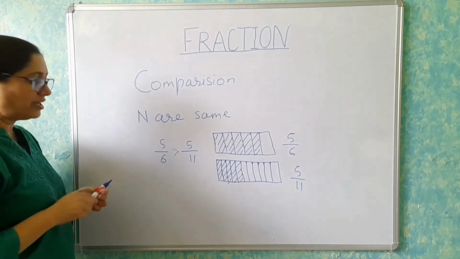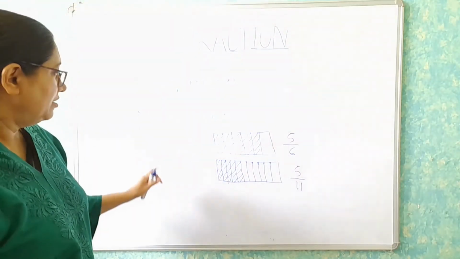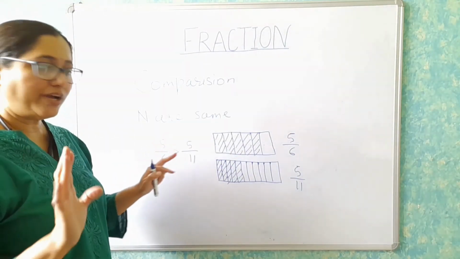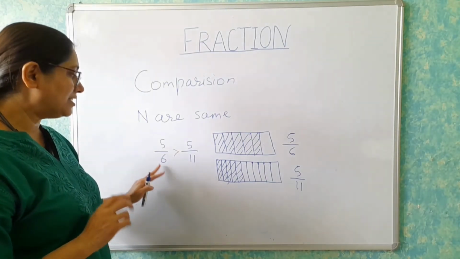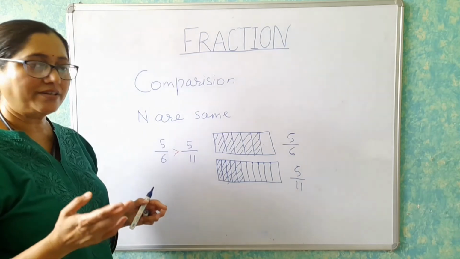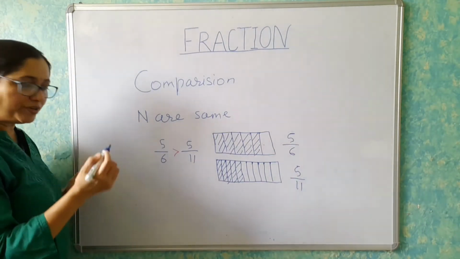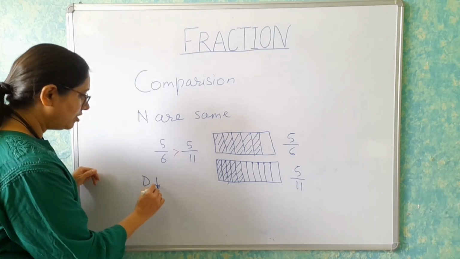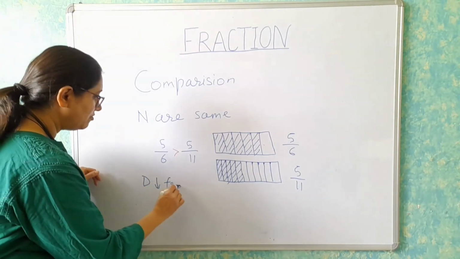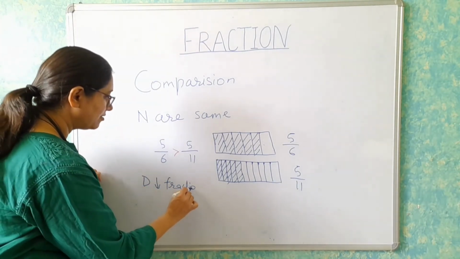So what we have concluded, that when numerators are same we have to look for the denominators. The fraction with lesser denominator is always greater, or we can show it like that. If denominator is smaller, fraction will be greater.